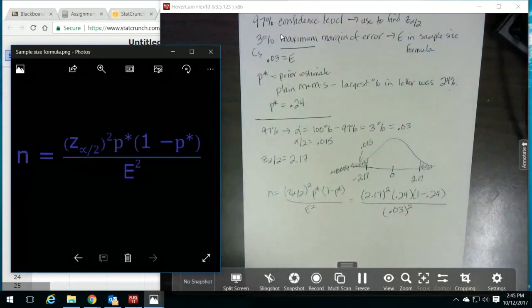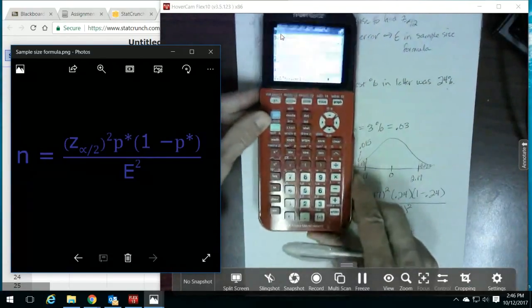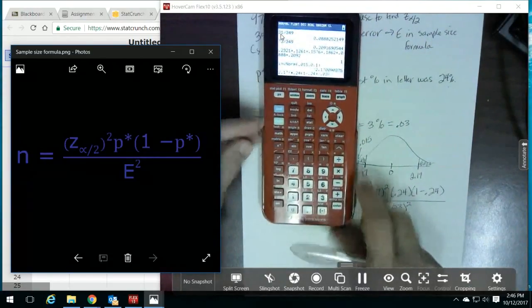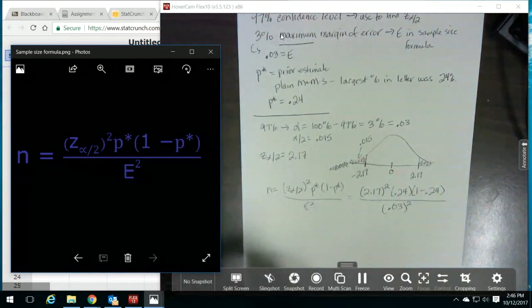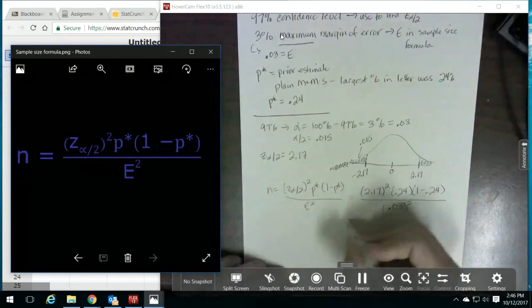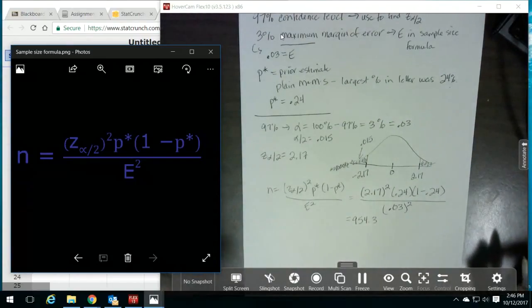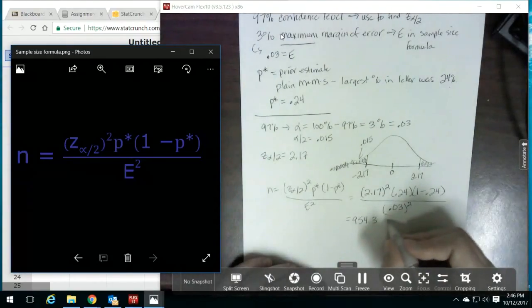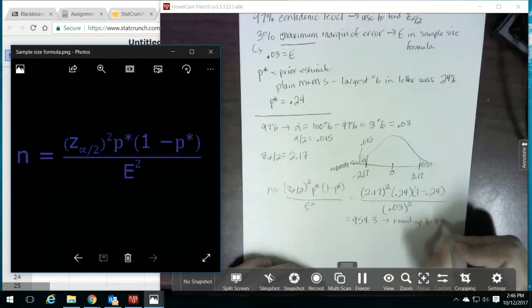So I'm just going to take those things and plug them into my calculator. And I'm actually just plugging all of this in at once. I'll put this up here so you can see it. I'm doing it all in one line. And then with this, what comes out is 954.3. When you're doing minimum sample size, you always have to round up to the next biggest integer, so this would round up to 955.